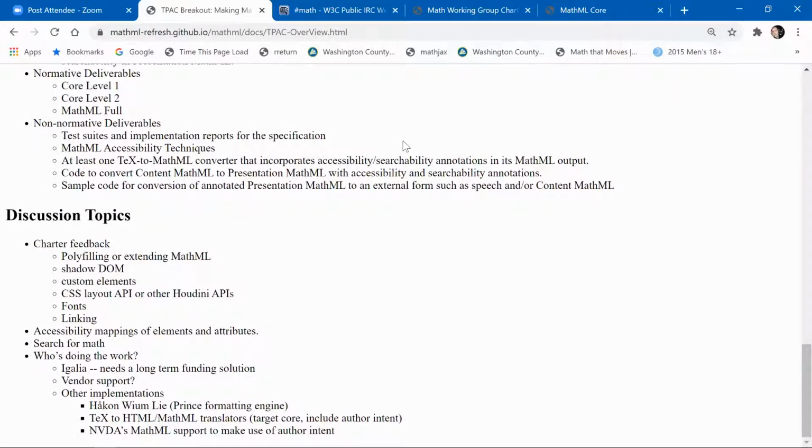And then there are some other implementations that people have sort of committed to. So that's great. They're going to do some work. I've listed a few here. So with that, let's stop the recording and let's open it up for discussion.